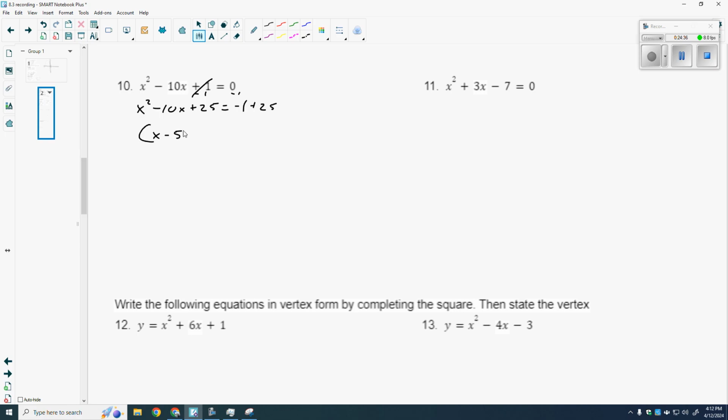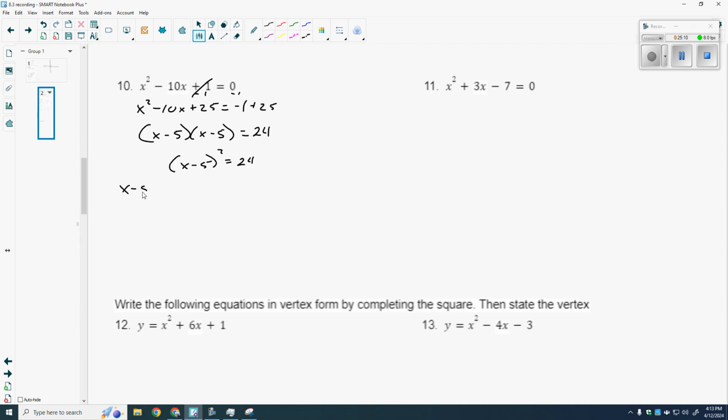This factors into x minus 5 times x minus 5, because 10 divided by 2 is 5, and because 5 times 5 is 25. 25 minus 1 is 24. x minus 5 squared equals 24. I grab a calculator. I take the square root of 24. Square root of 24, and I get 4.89.